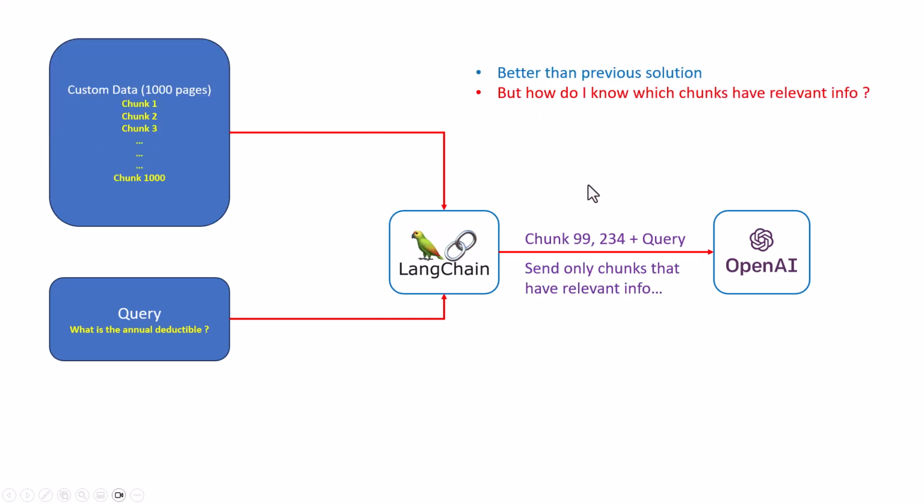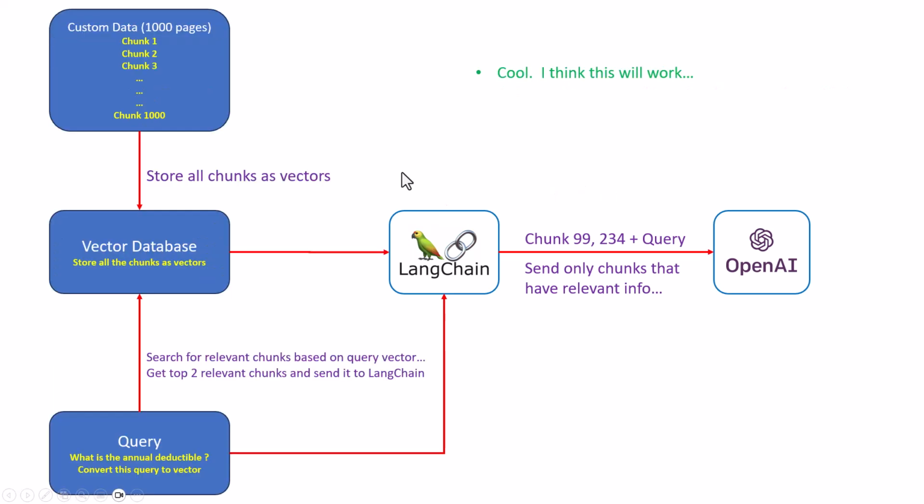Now, if for some reason you know that the answer to your question is in chunk 99 and 234. Let's break this into multiple chunks. So each page I've broken into a chunk, but you can break it in any different way. And by some fashion, you know that the answer is in chunk 99 and 234. Then you can just provide those two pages along with your query, and then the LLM model can answer your question. And this is a much better solution than before because you're sending less data, so less hallucination, less token usage as well. Now, the problem is, how do I know which chunks have the relevant information?